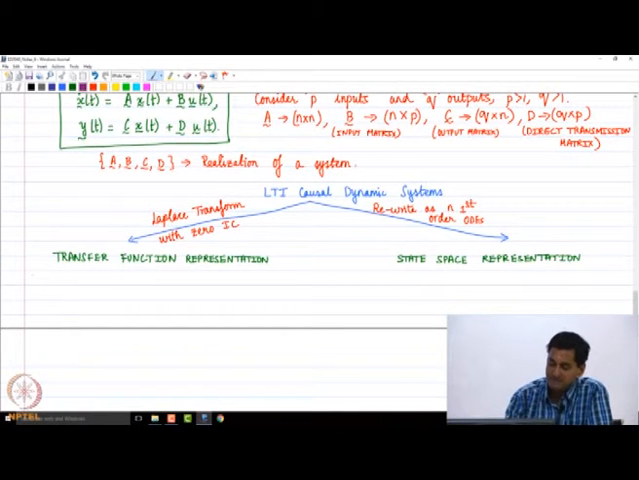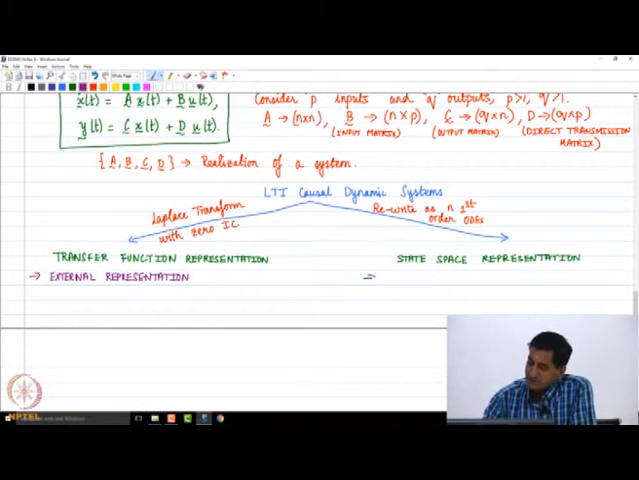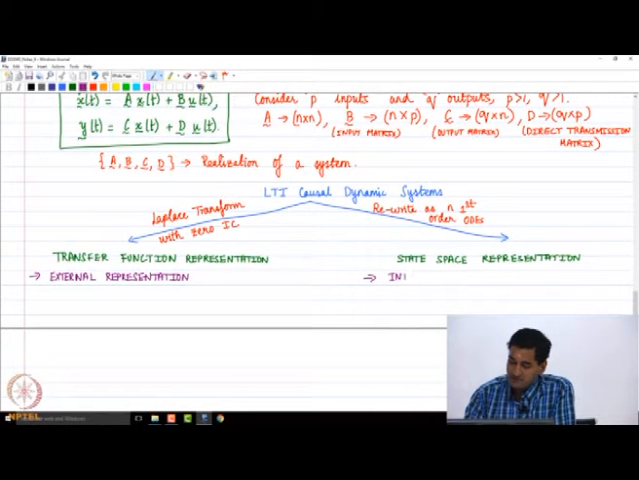Now, this transfer function representation, because it directly relates the input and output, is also called the external representation of the system or the plant, since we directly take the Laplace of the output and relate it to the Laplace of the input through the transfer function. Here, since we first go through the state vector and then to the output, we call this an internal representation.